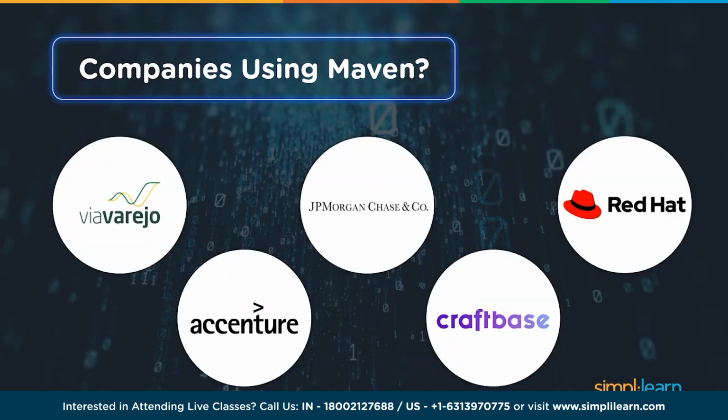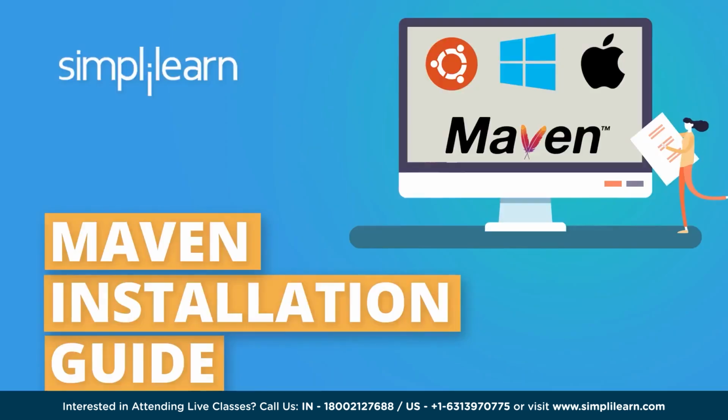Some of the biggest corporations that use Maven are as follows. First we have Via Varejo, then comes Accenture, followed by JP Morgan Chase and Company, then comes Craftbase, and finally we have Red Hat.